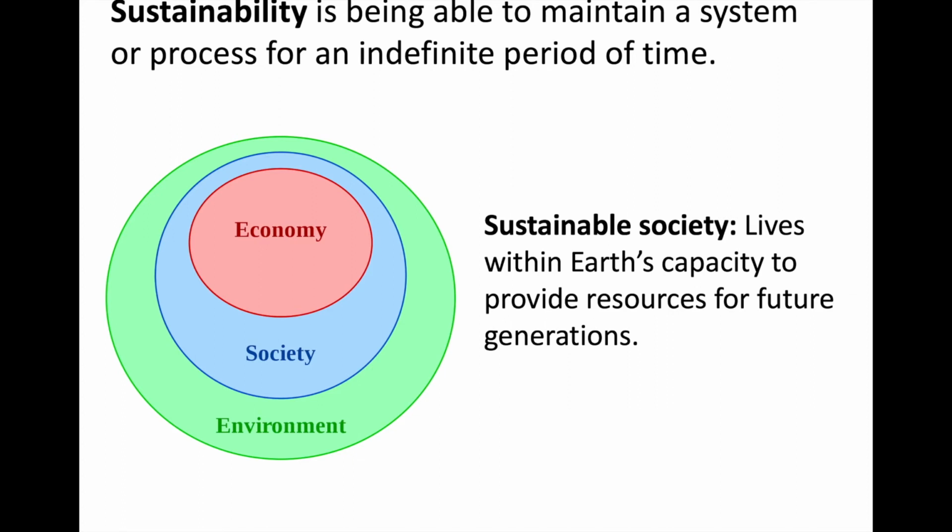Something that is sustainable can be managed for an indefinite period of time. In other words, it will never run out. A sustainable society lives within Earth's capacity to provide resources for future generations. Society and the economy are constrained by environmental limits.